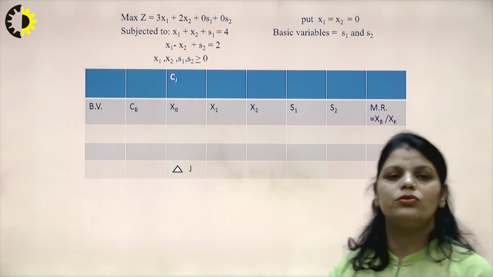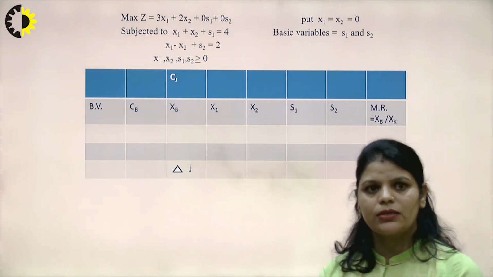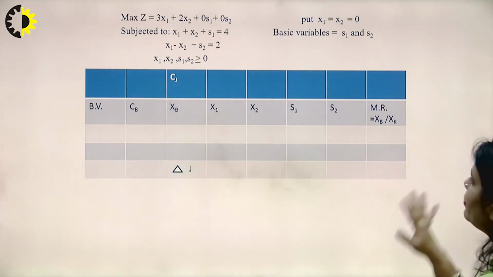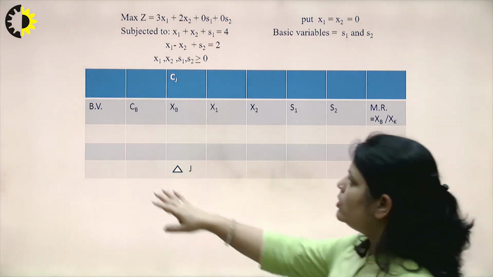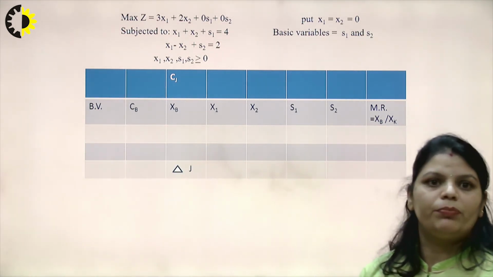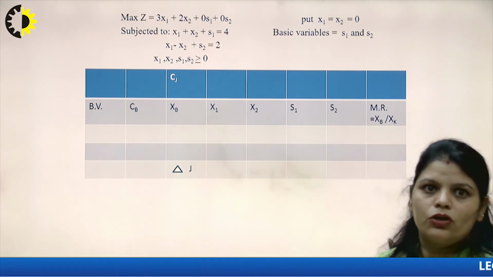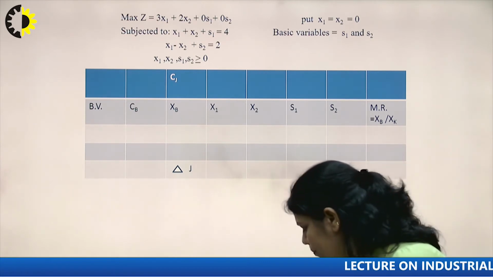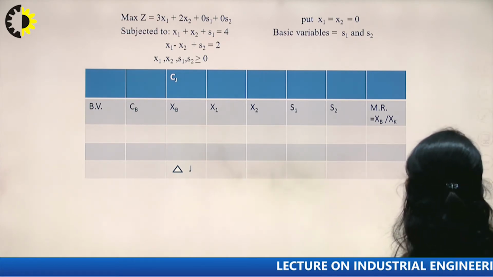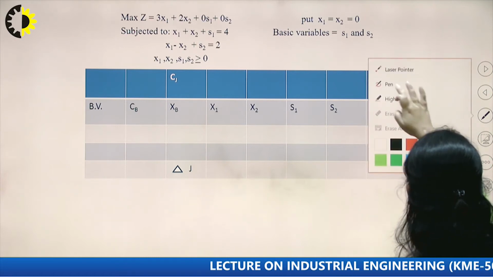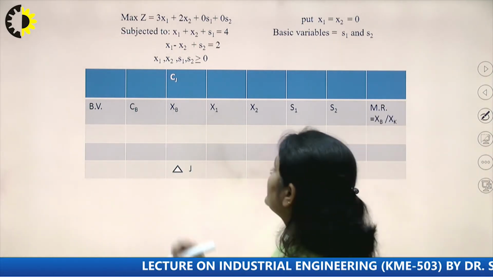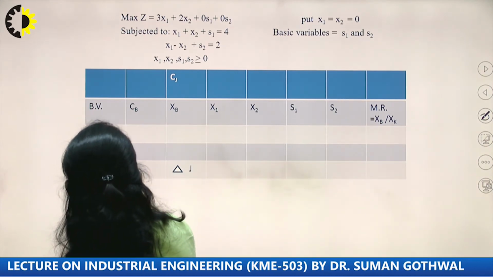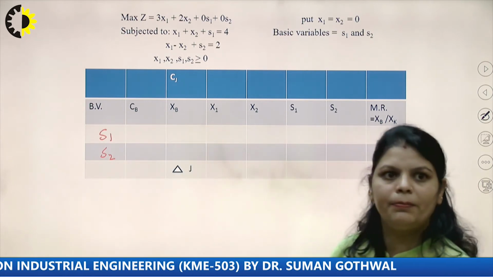If we want to solve any problem with the simplex method, then we will make a table. Okay, so we have made a table here. The first column is showing the BV, your basic variables. So here we can see the basic variables are s1 and s2. Clear? So we will fill this table. Basic variables are s1 and s2, so we can write here s1 and s2. These are the basic variables.